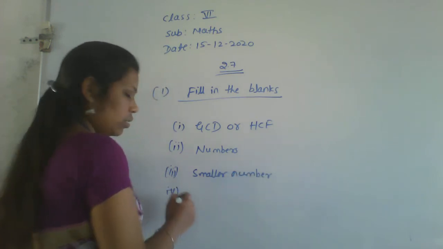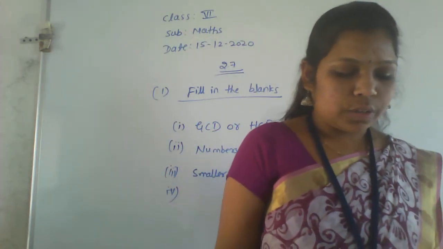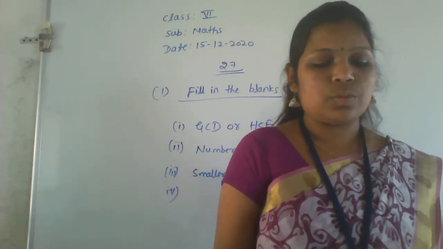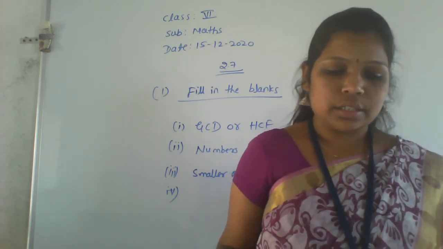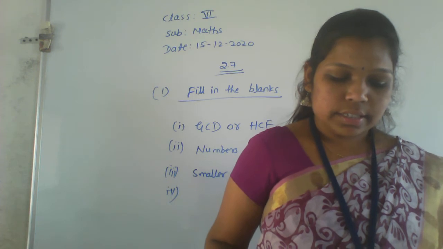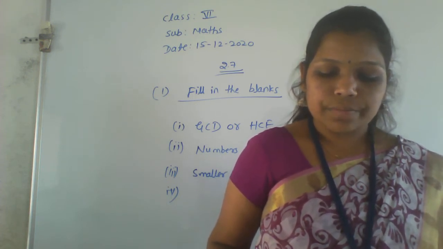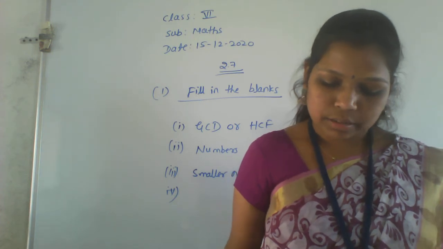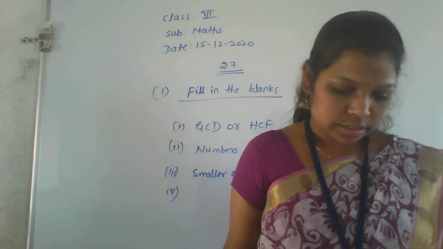Next, fourth one: the HCF of dash is 1. The HCF of dash is 1. We can say that it is co-prime numbers. So the HCF of co-prime numbers is always 1.